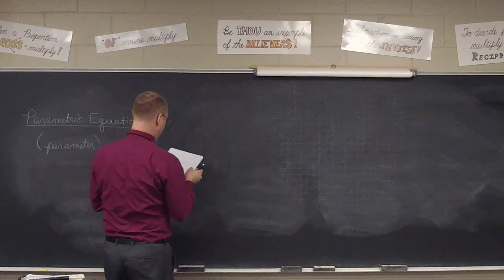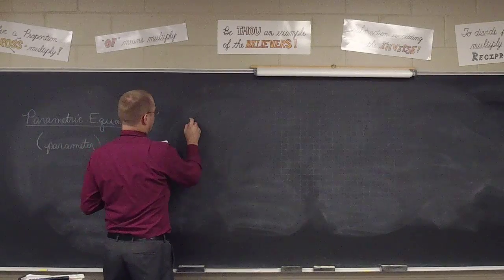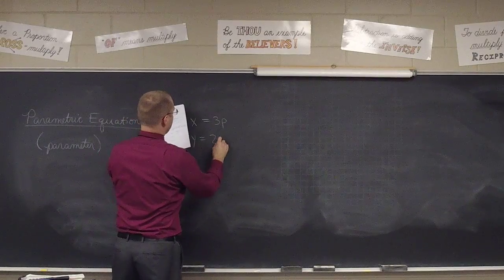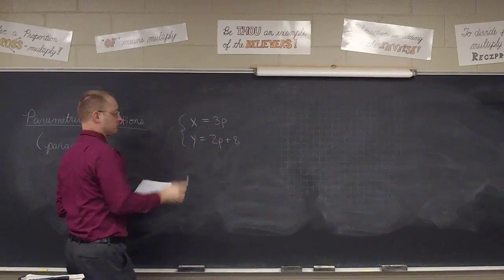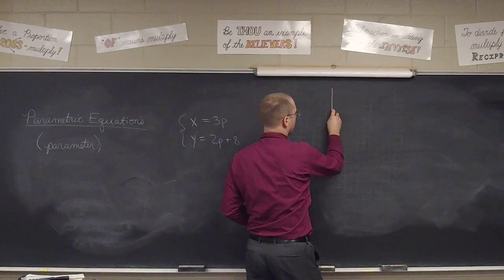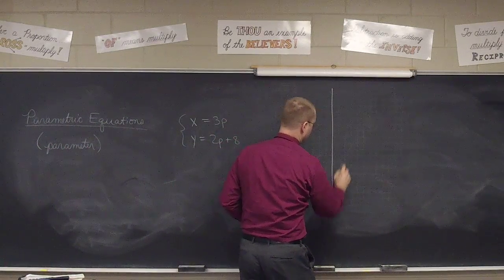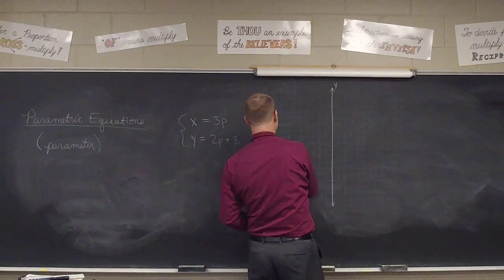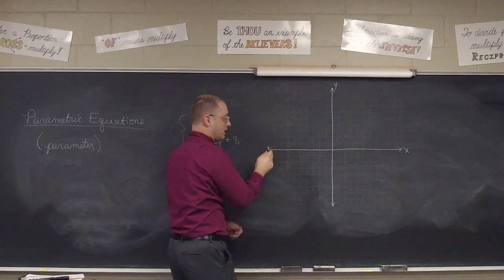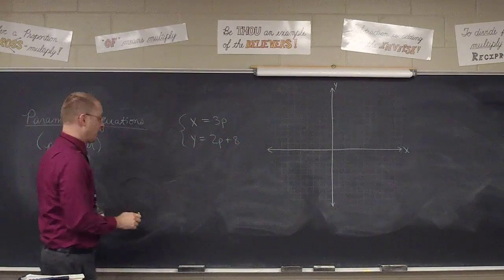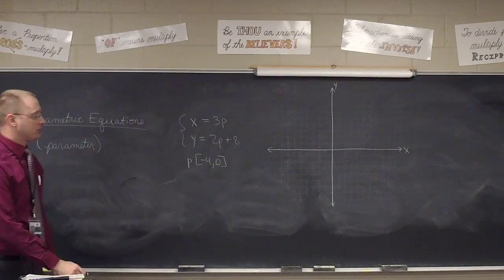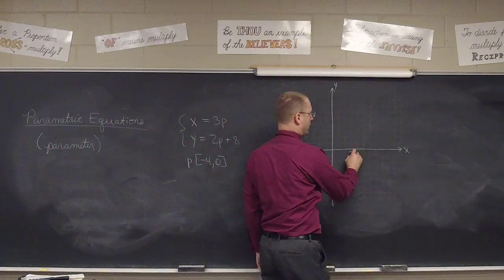All right, so this time let's use the letter P for the parameter, shall we? And let's suppose that x is equal to 3p, and suppose that y is equal to 2p plus 8. Obviously, we need a limitation put on the parameter. And that limitation on the parameter will therefore limit the x and the y. Let's suppose the parameter this time is limited between negative 4 and 0.